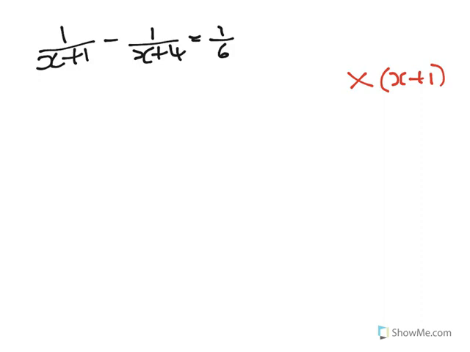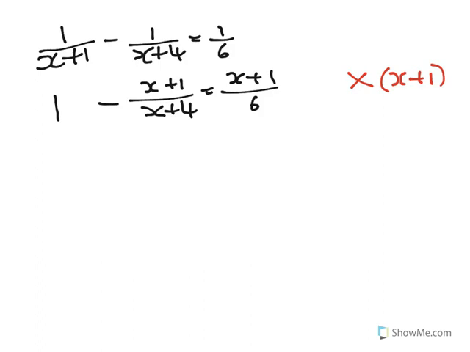So let's try that. So we have 1, when we multiply it by x plus 1, minus, and now I'm just going to multiply the top number by x plus 1, in which case this is just x plus 1 over x plus 4, and I multiply the top of the fraction on the other side by x plus 1 as well. So I get x plus 1 over 6. Now I want to get rid of the x plus 4 which is on the bottom, so I'm going to multiply everything by x plus 4.